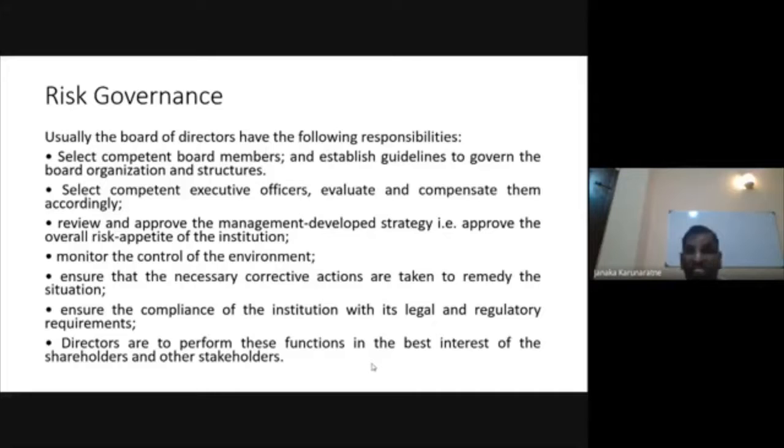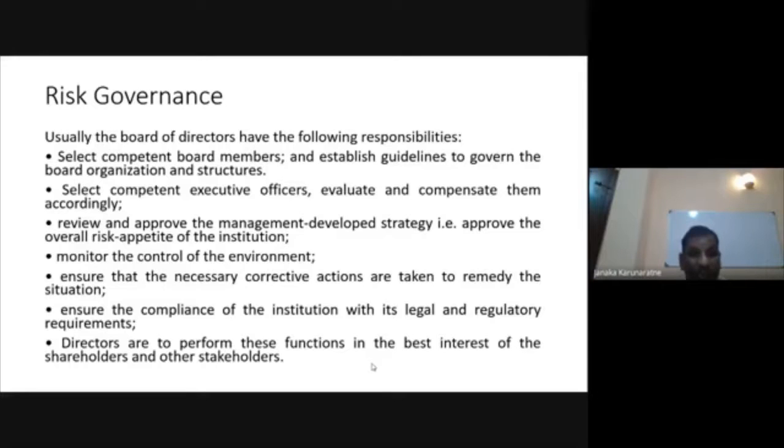Then select competent executive officers. So they must hire the right people to run the business. And also it's very important to evaluate and compensate them accordingly. So you have to build the right compensation structure. Review and approve the management developed strategy. Approve the overall risk appetite of the institution. That's very important: managing the structure, developing the strategy, and approving the overall risk appetite of the institution.